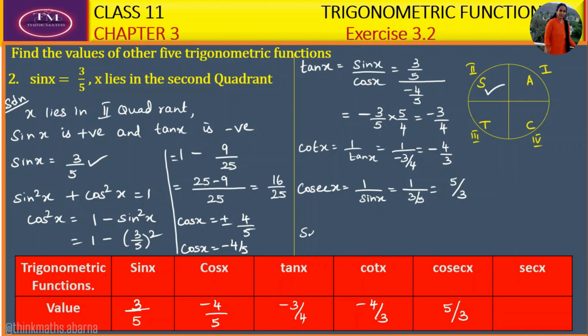Last one is secant x. Secant x is the inverse of cos x. So 1 divided by cos x, which is minus 4 by 5, a negative sign. 4 by 5 will become 5 by 4 in the numerator. So the answer is minus 5 by 4. Clear? Okay, let me move on to the third one.